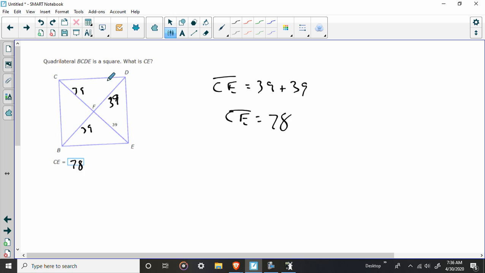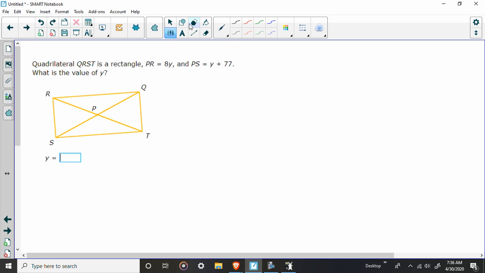Important thing to keep in mind, all squares are similar. There's only one square. All you can do is make it bigger and smaller, okay? It's a lot like a circle, any regular shape, okay?